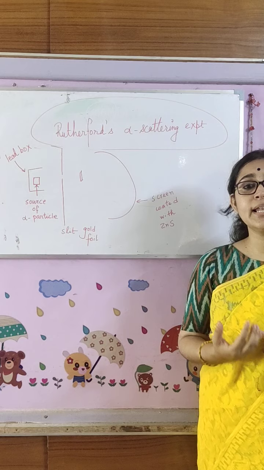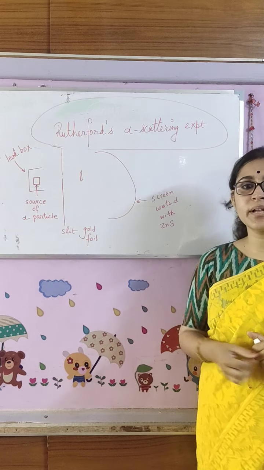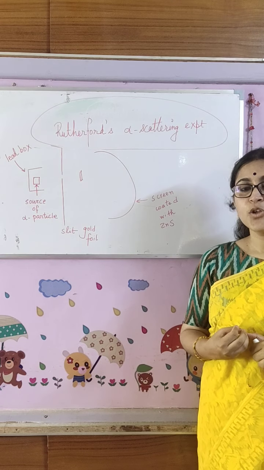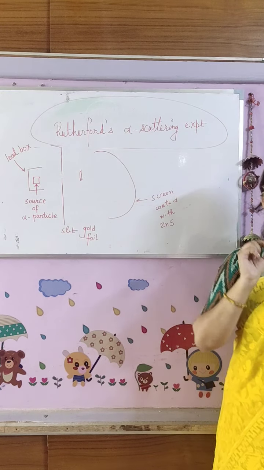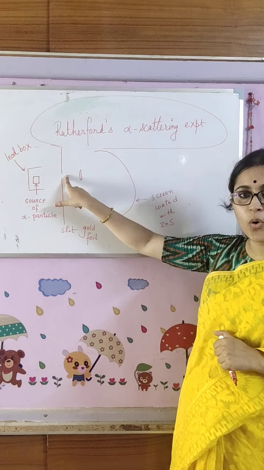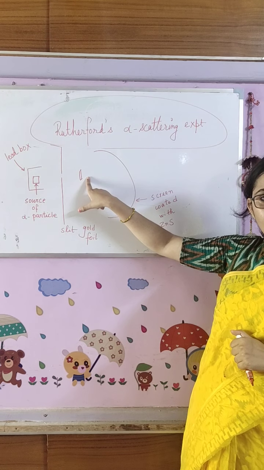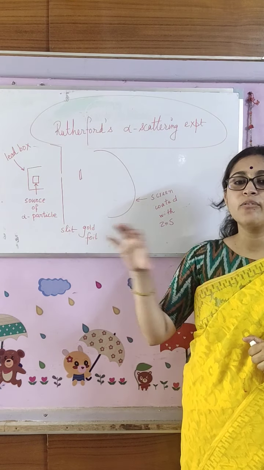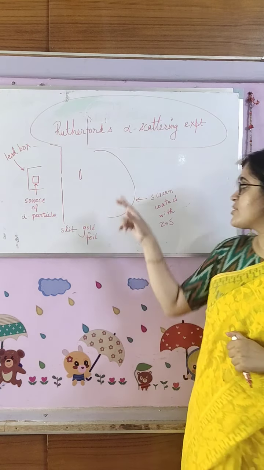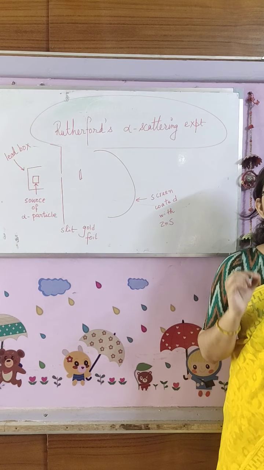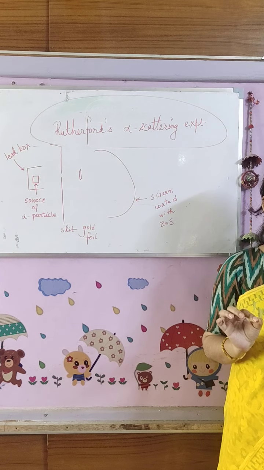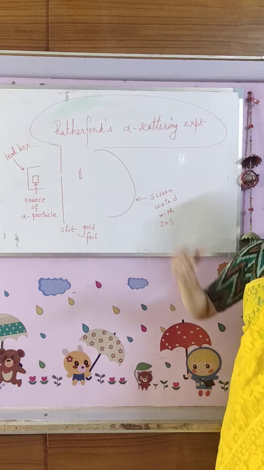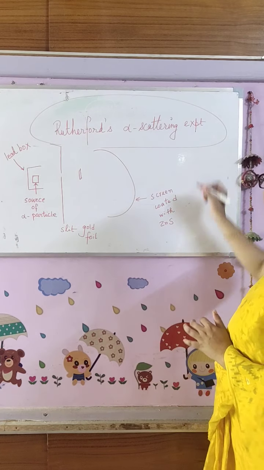Now why is it kept in a lead box and the slit is also made up of lead? Because lead is a very good absorber of alpha particles. So we want the alpha particles only to pass through this small hole and collide with the gold foil, and we want to note the path of those alpha particles, where they are going and striking at this screen. Because each and every alpha particle passing through the gold foil comes and strikes this screen and shows a fluorescence.